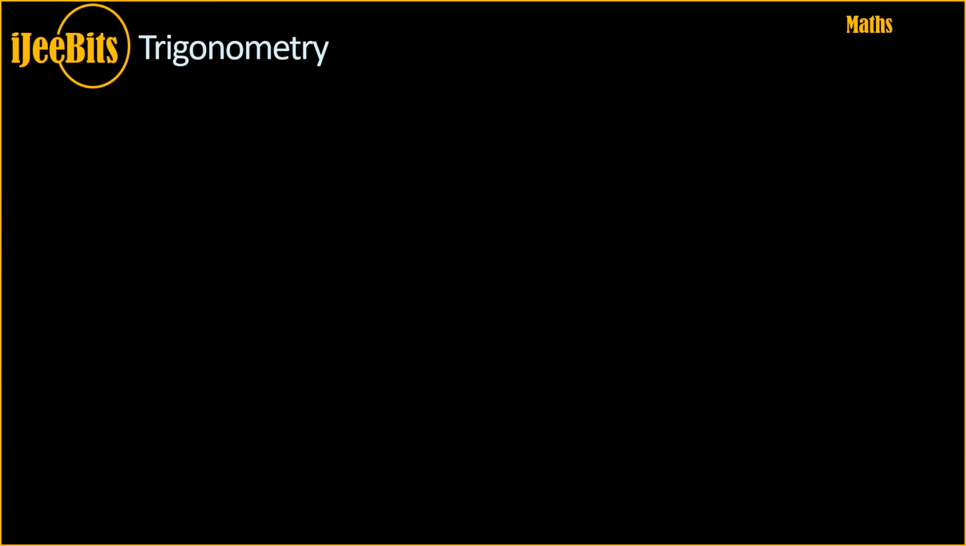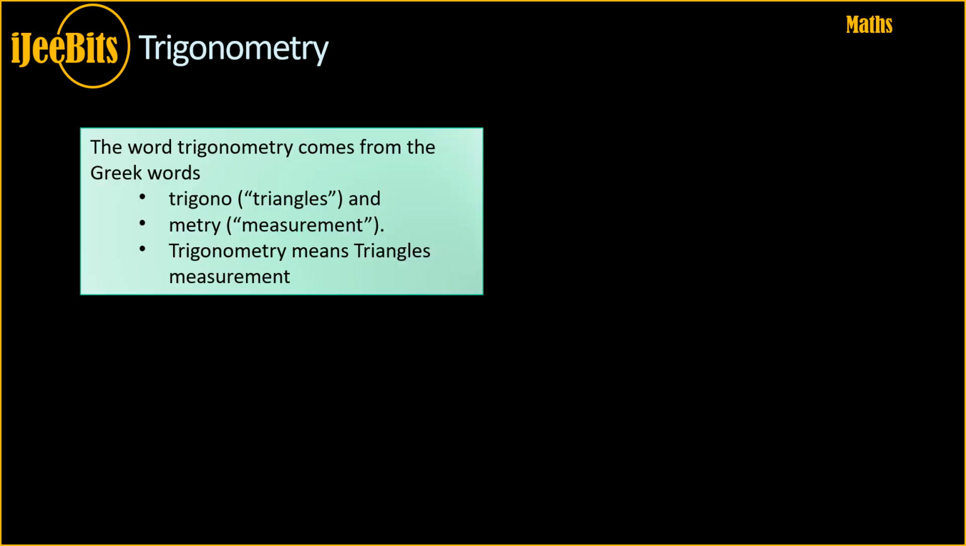Let's look at a basic fundamental definition of trigonometry. The word trigonometry comes from a Greek word. Trigono means triangles, metry means measurements. So put together, trigonometry means triangle measurement.